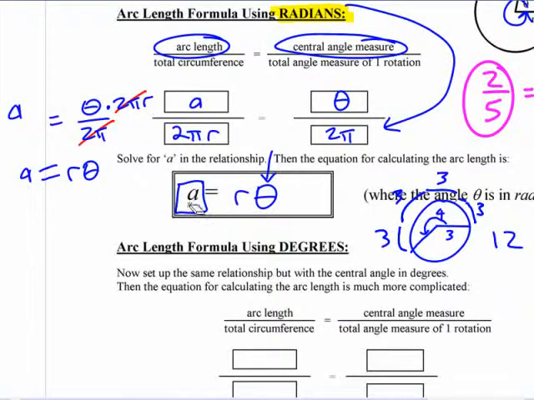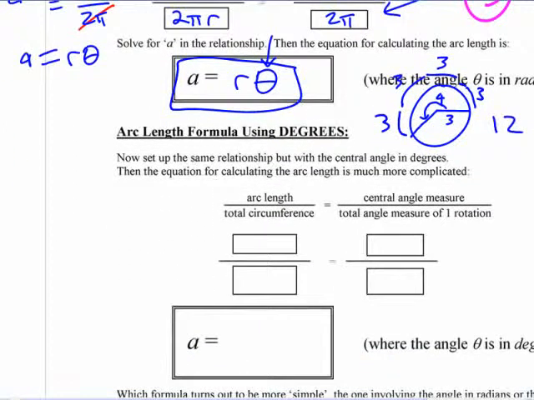This is what the formula looks like if you're in radians. It's not so nice of a relationship if you're in degrees, which we can look at right now, but I have to stop this first.